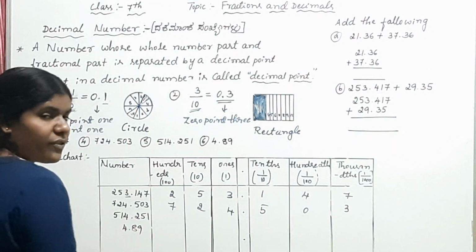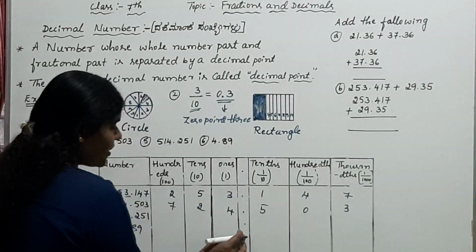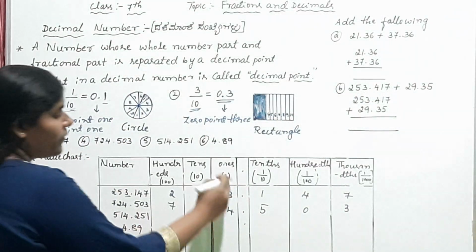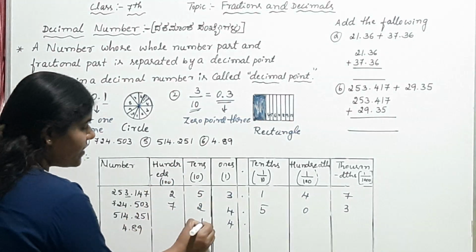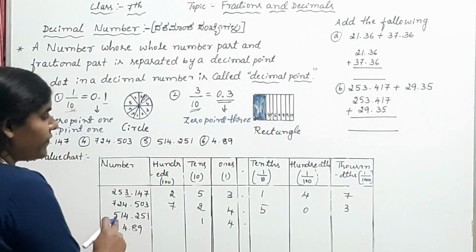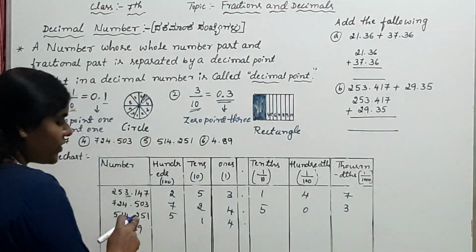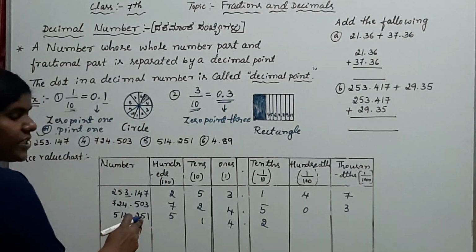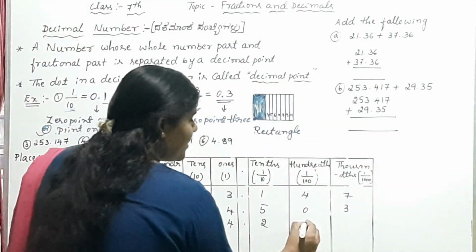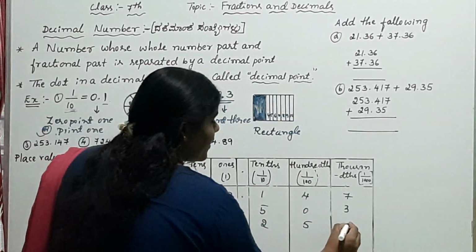514.251. Here first you write the decimal point. What is the place value of 4? Ones. The place value of 1 is tens. The place value of 5 is hundreds. After the decimal, what is the place value of 2? Tenths, 2. The place value of 5 is hundredths, 5. The place value of 1 is thousandths.